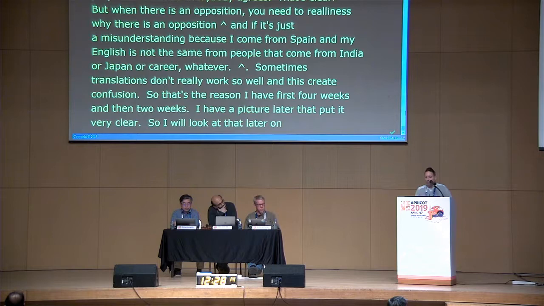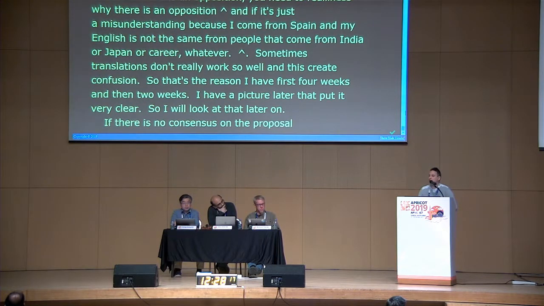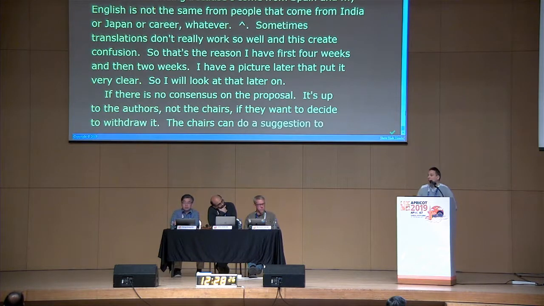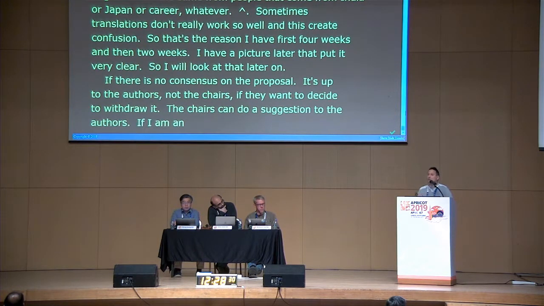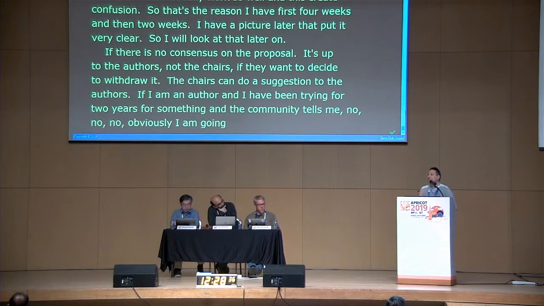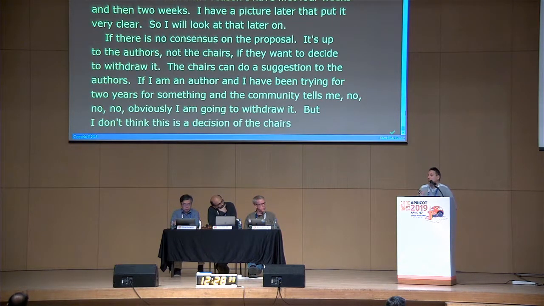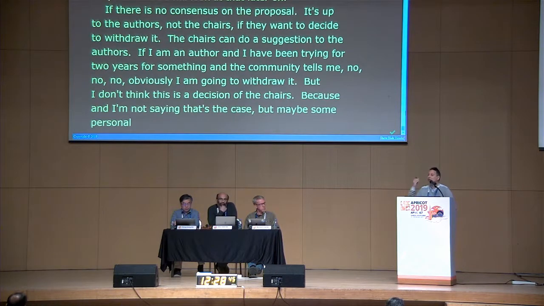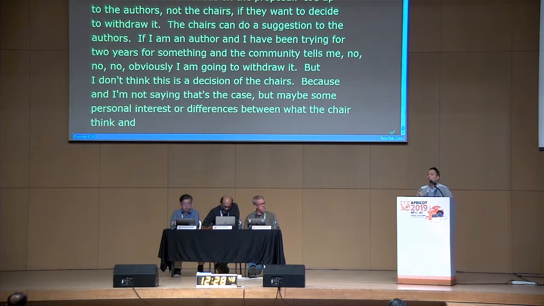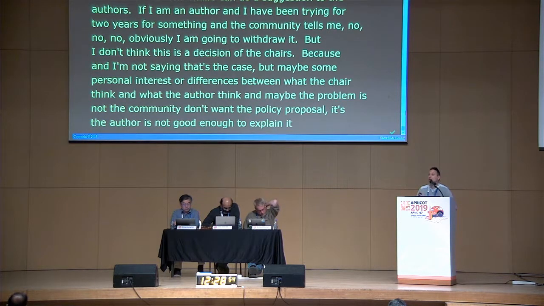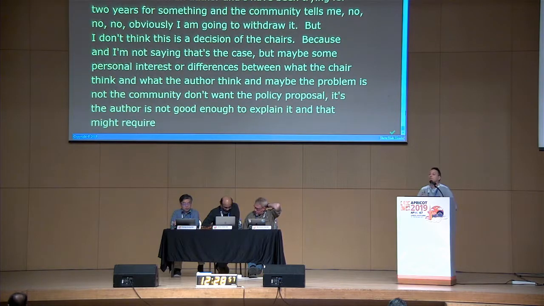If there is no consensus on the proposal, it's up to the authors, not the chairs, if they want to decide to withdraw it. The chairs can make a suggestion to the authors. If I am an author and I have been trying for 2 years with something and the community tells me no, no, no, obviously I am going to withdraw it. But I don't think this is a decision of the chairs because, and I am not saying that's the case, maybe there is some personal interest or differences between what the chairs think and what the authors think, and maybe the problem is not that the community doesn't want the policy proposal, it is that the author is not good enough to explain it. And that might require more cycles, more time, or help from the Secretariat or whatever, okay?